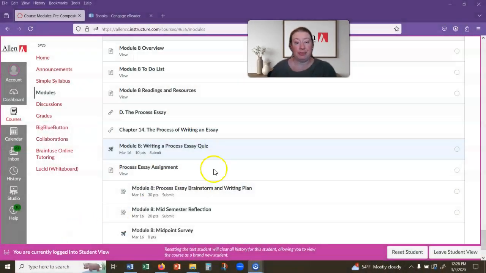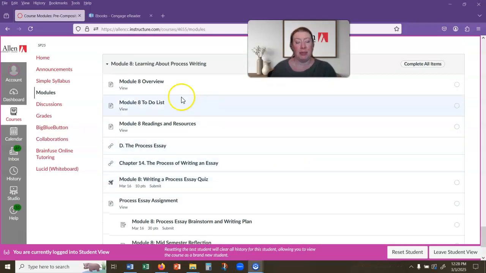The other thing about Module 8 is that it's the midpoint, so you're going to have the opportunity to do a survey to get some feedback on the class, and then you also have a midpoint reflection to see how you're doing so far. So we're also moving on to the next major writing assignment.